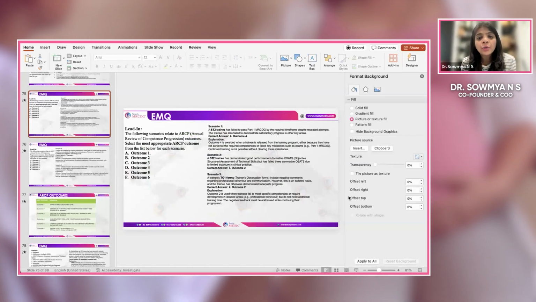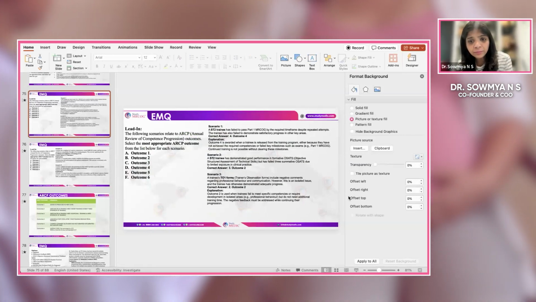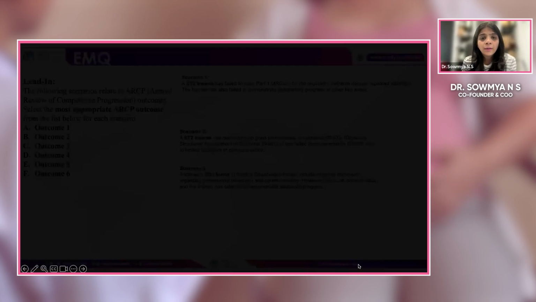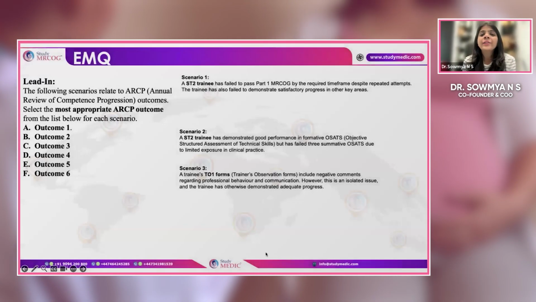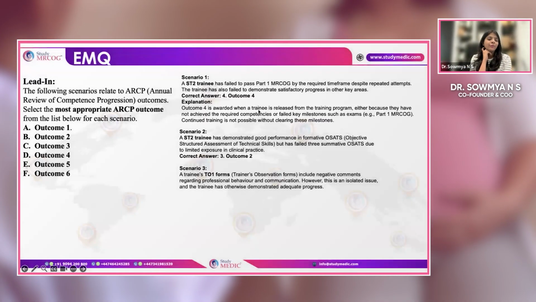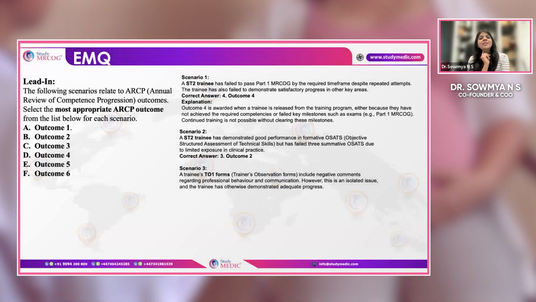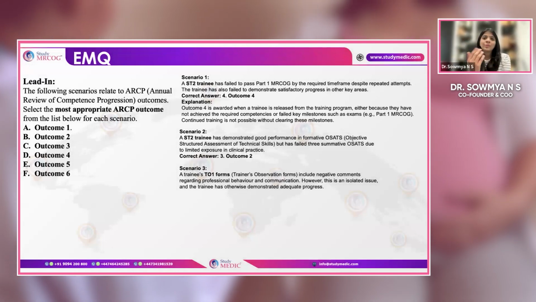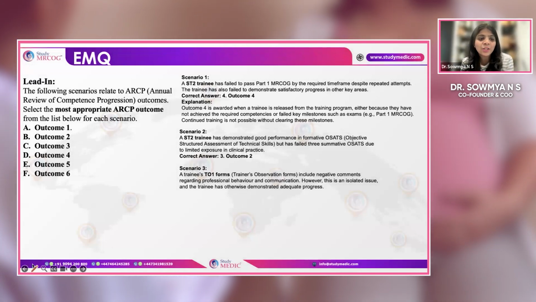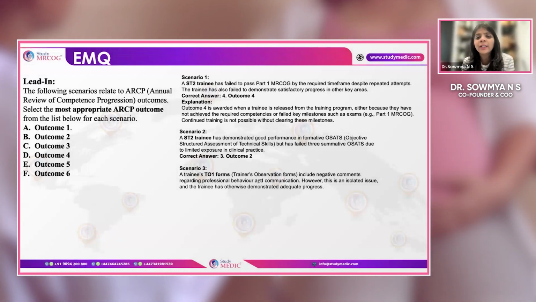Okay, so the next one is, okay, sorry. Let me see. The TO forms, that is the trainer observation form, are a multi-source feedback where they have to take 10 forms and then submit for the ARCP. The sum of 10 forms is the TO2 score. So I just told you because I saw this, what they have given here.